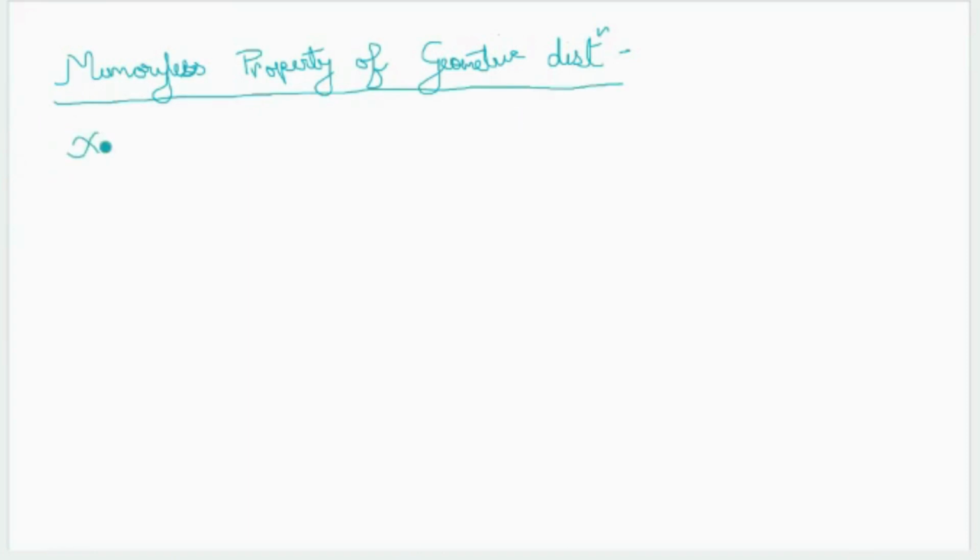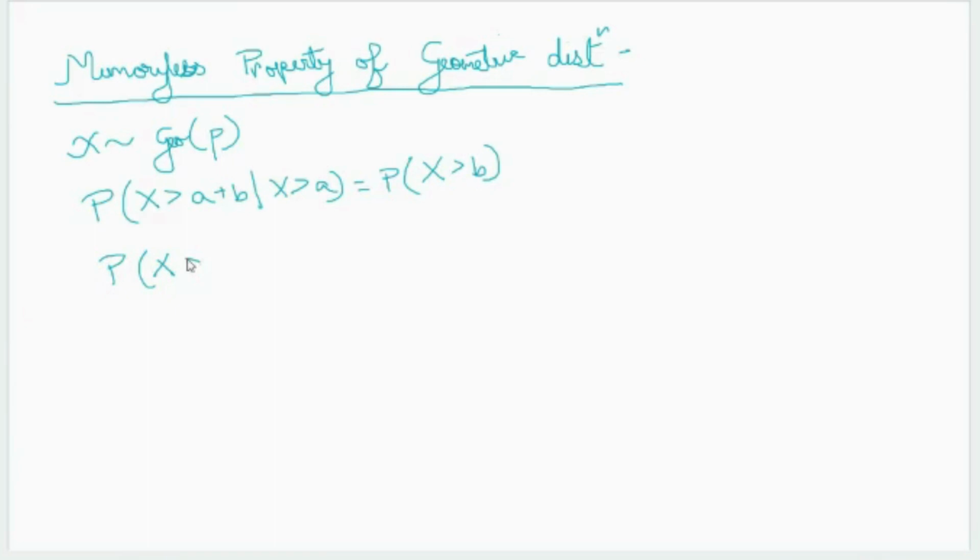So say X follows a geometric p random variable. Then the memoryless property says that probability X greater than A plus B given X greater than A is probability X greater than B. And in the last class, there was a question whether this works with this form as well, right? Whether probability X greater than equal to A plus B given X greater than equal to A is equal to probability X greater than B. So I'll show you why it's not.